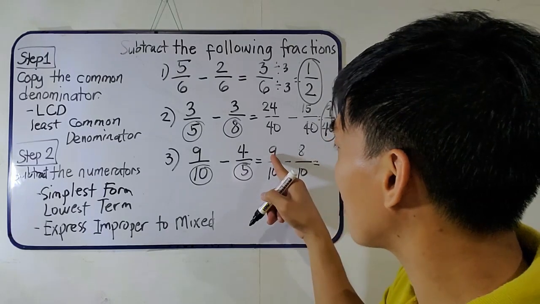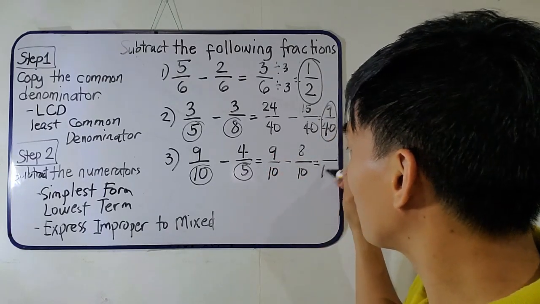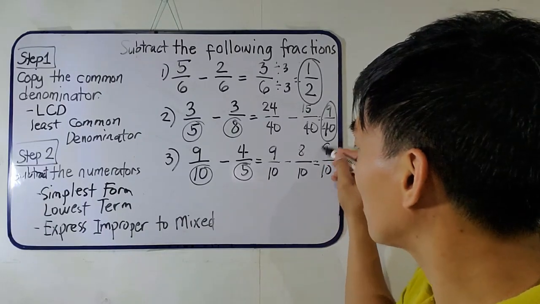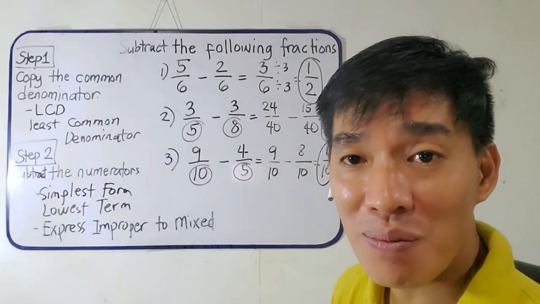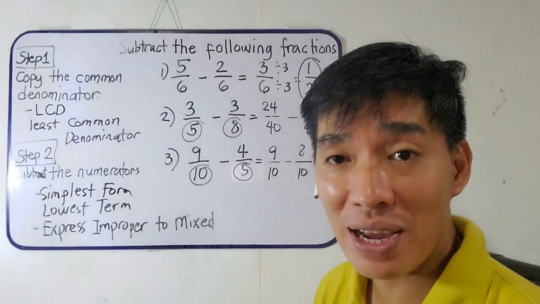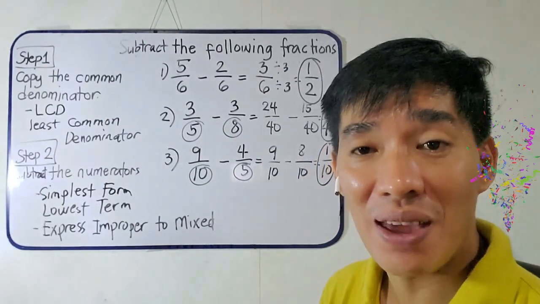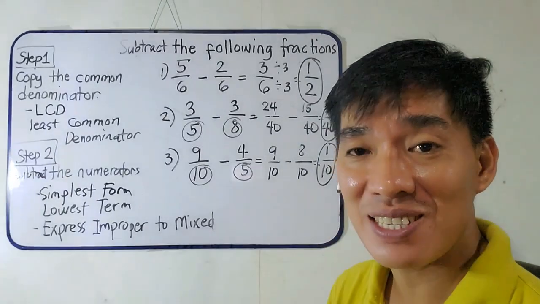Now if you subtract, copy the common denominator, which is 10. Now 9 minus 8 is equal to 1. So this is already in the simplest form. The fact that the numerator is 1 and all unit fractions is already in the simplest form. Therefore, that's the final answer, 1/10.